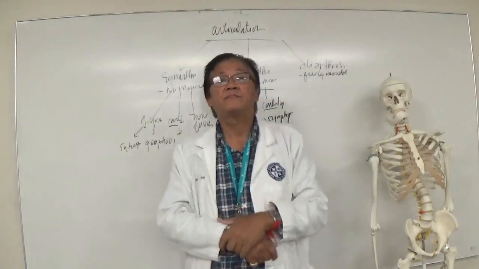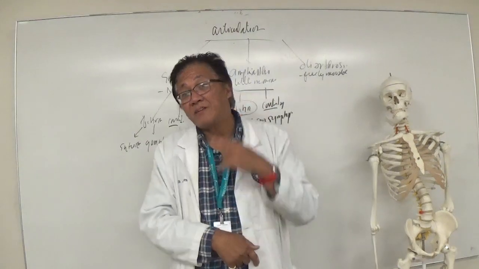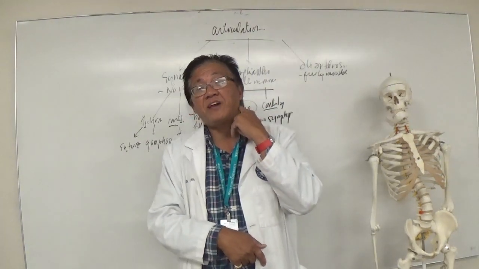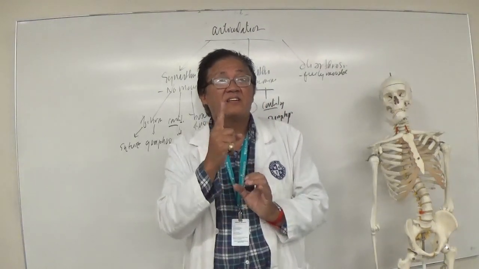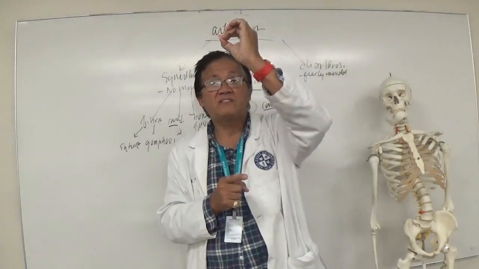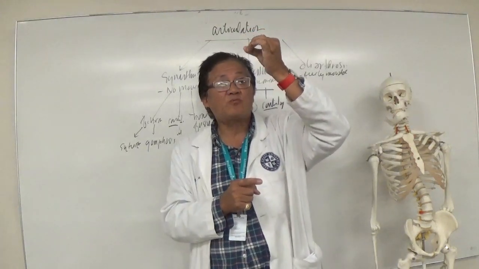P-I-V-O-T. C1 and C2. C1 is the atlas, remember? The first, C1, is the first cervical vertebra. And what is C2? Axis. The axis, which contains the dens. So if this is C1, which is just a ring, C1, which is cervical 1, spine, which is called the atlas.